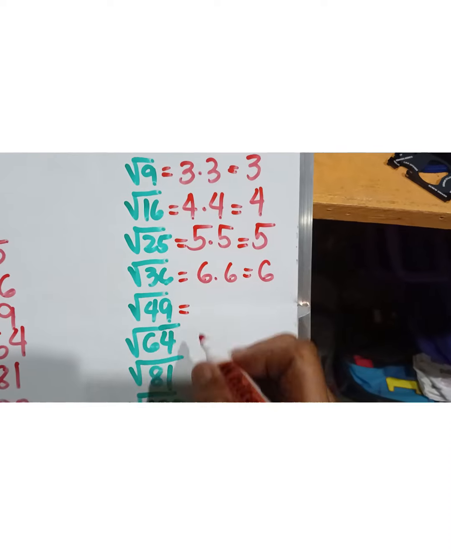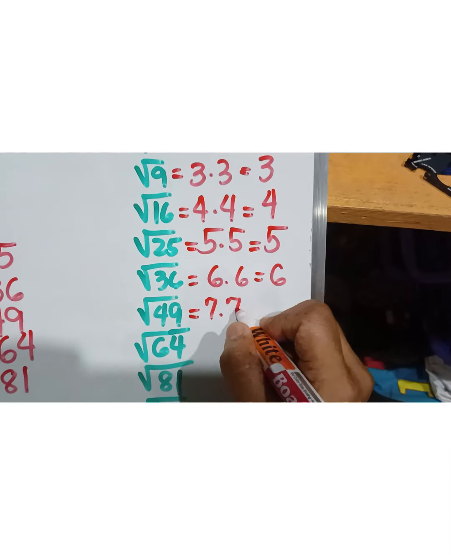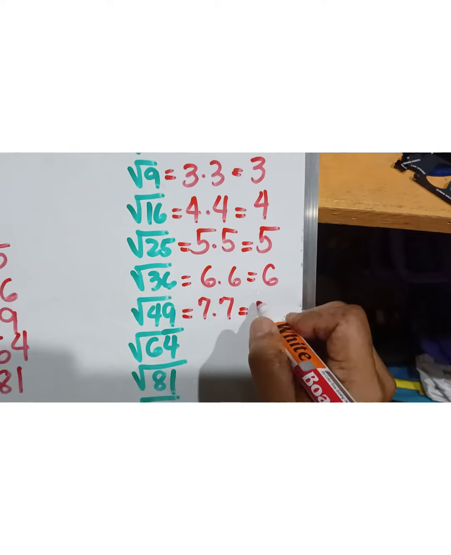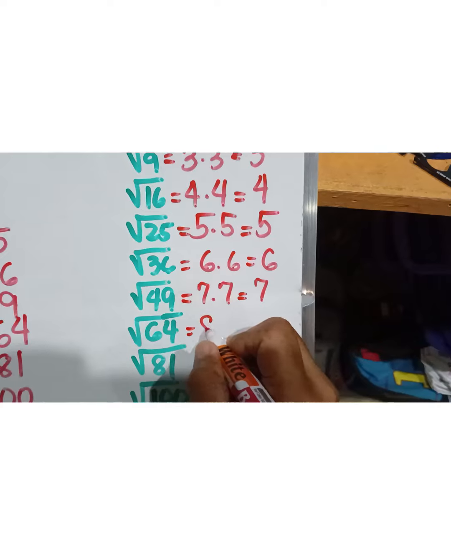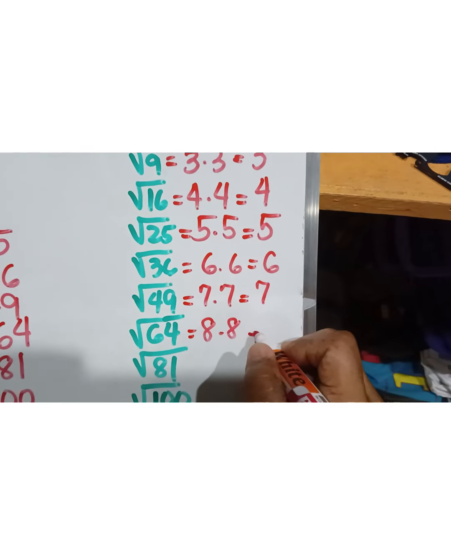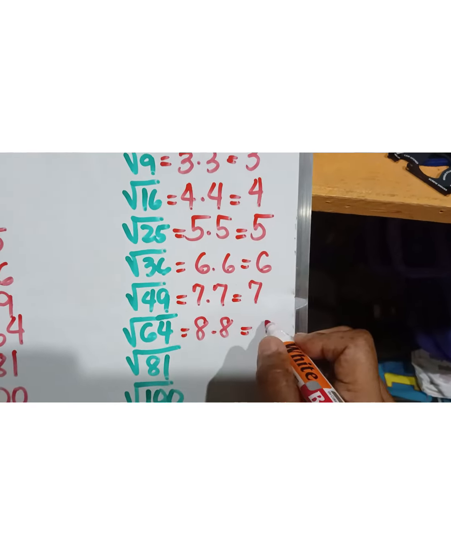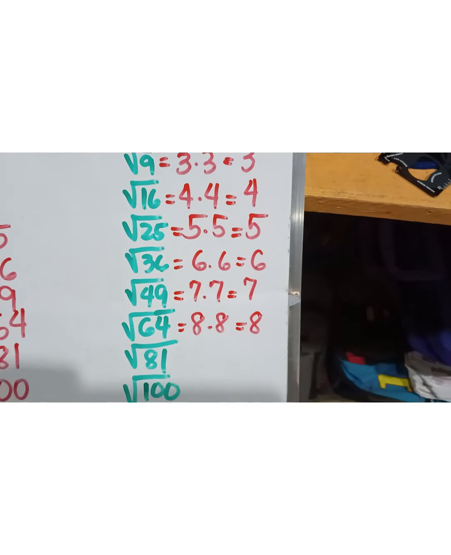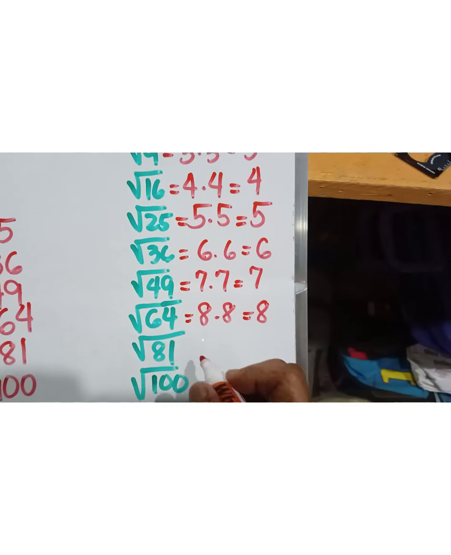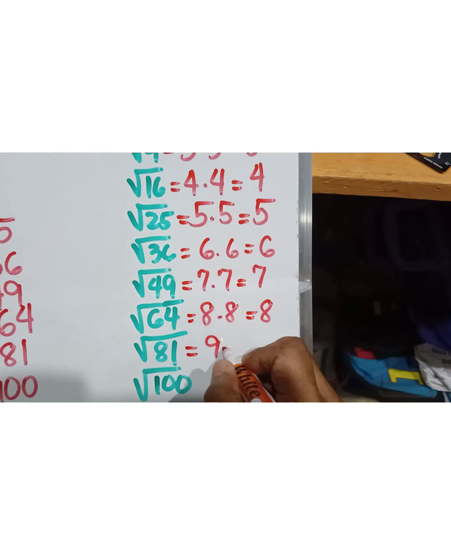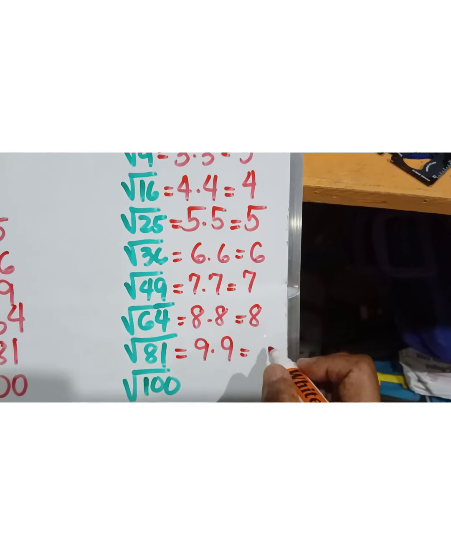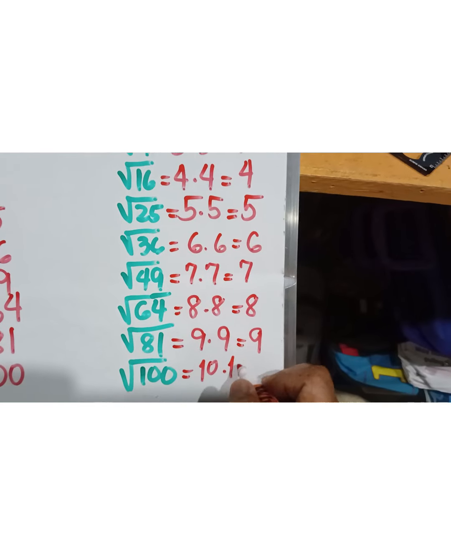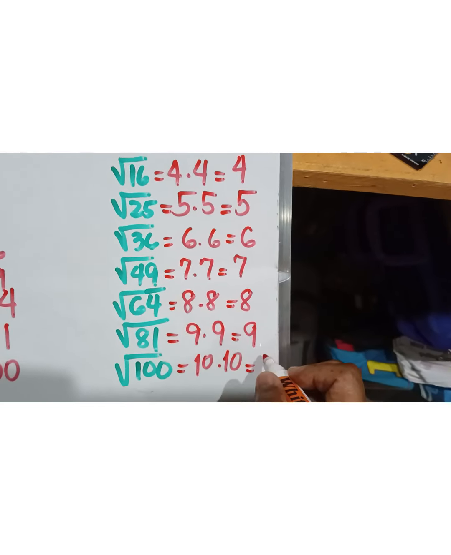Square root of 49, we have 7 and 7, so the root is 7. Square root of 64, we have 8 and 8, so extracting its root, we have 8. Square root of 81, we have 9 and 9, so its root is 9. And square root of 100, we have 10 and 10, so its root is 10.